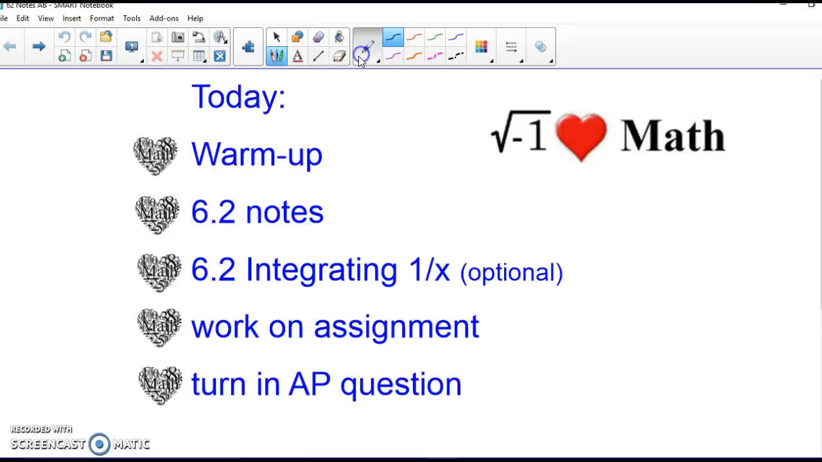And then don't forget that yesterday you got an AP question that's due today. If you need time to work on it, you can take time today to complete that. Feel free to work with other people, or if you're ready to turn it in now, you can do so now. You only need to turn in the problem that's already graphed for you, not the problem on the back that has just the equations given.